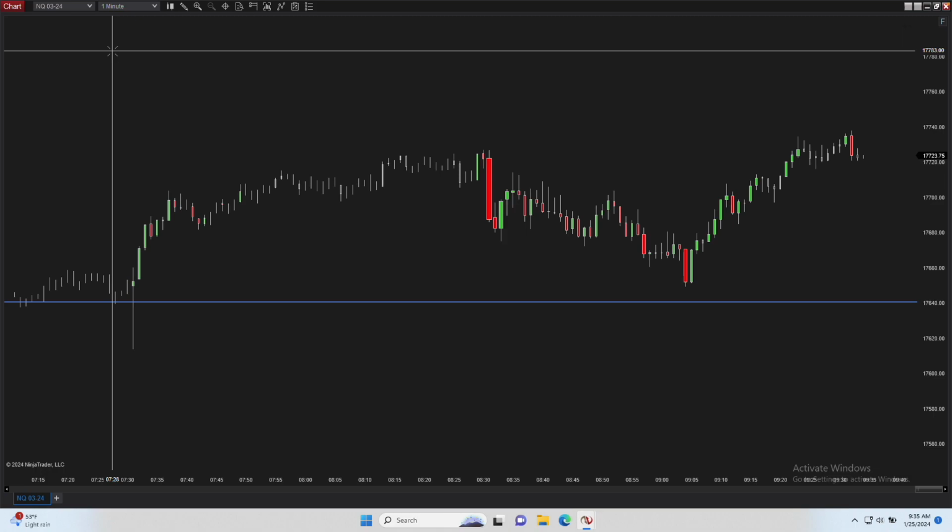Then you could get down to, say, the 4-hour to get a little more granular. Ideally, you'd have the 4-hour and the 1-day in agreement on what's going on. You could then go down to a 1-hour.